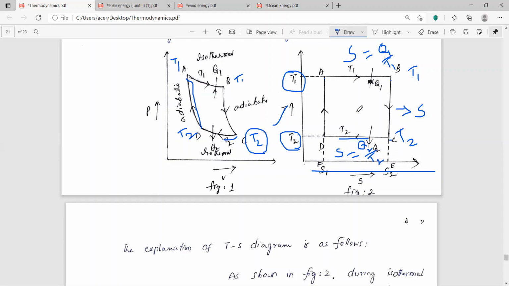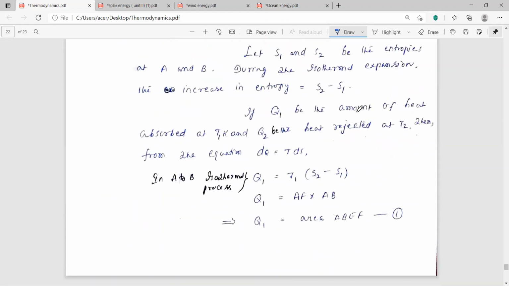Q2 by T2. So that is why we can write here, if Q1 is the amount of heat energy absorbed from T1 Kelvin and Q2 is the heat rejected at T2, then from the equation dQ equal to TdS. I already said that we can measure the change in entropy, not the entropy. So what is the change in entropy? dS equal to dQ by T.